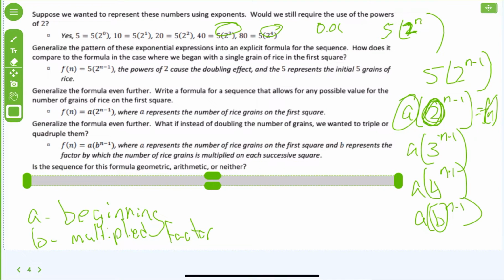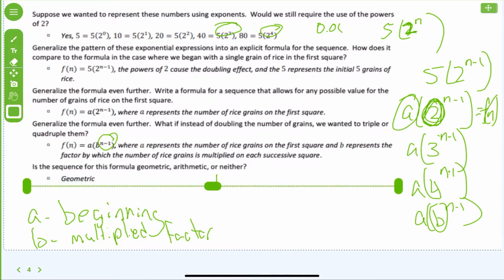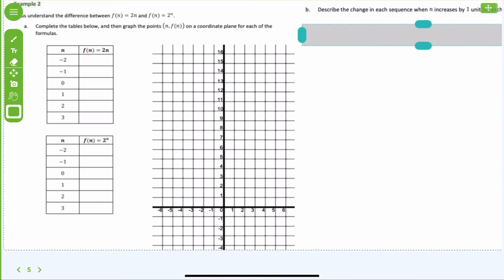Okay. Is the sequence for this formula geometric, arithmetic, or neither? Okay. Well, whenever we're talking about exponential growth, it's normally going to be referred to as geometric. Okay. Geometric growth is not simply adding or subtracting.